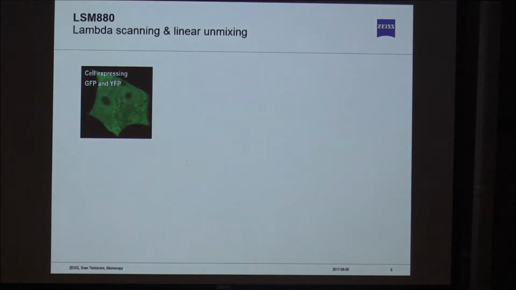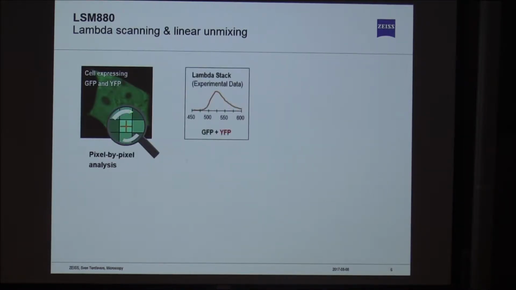So how does this work? Here, for example, we have a cell expressing GFP and YFP. We're going to look pixel by pixel how much GFP spectrum is contributing to that pixel and how much the YFP spectrum is contributing to that pixel in terms of intensity.